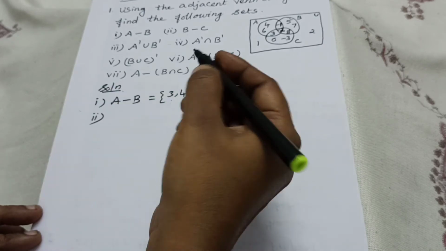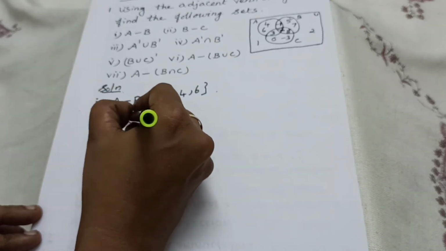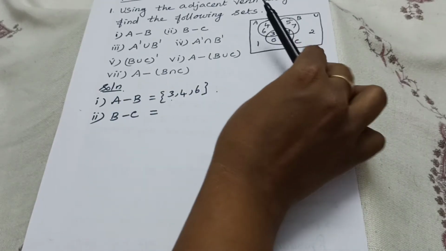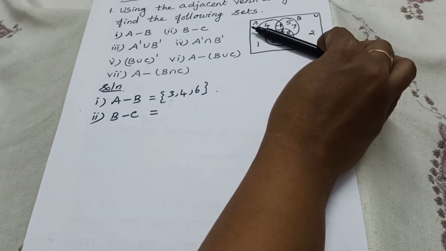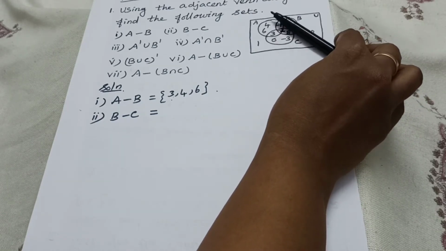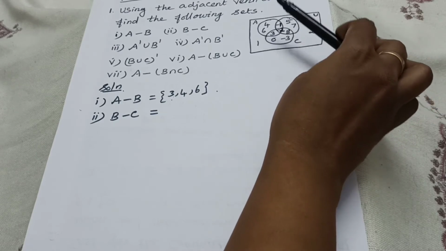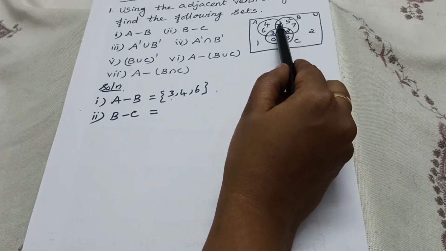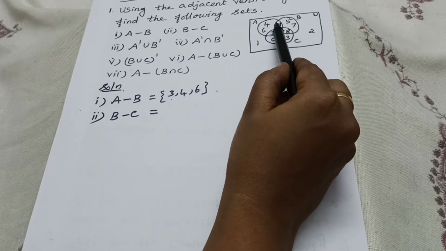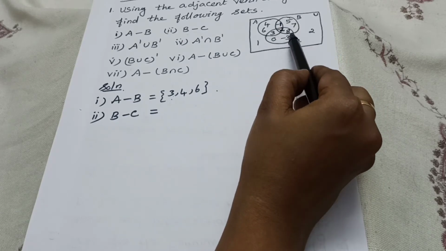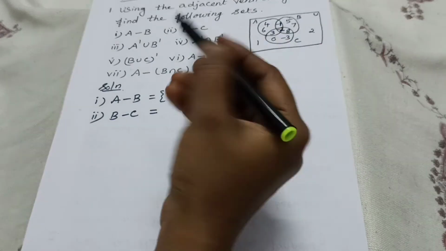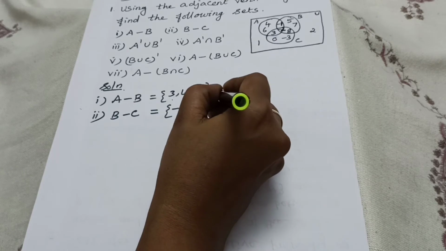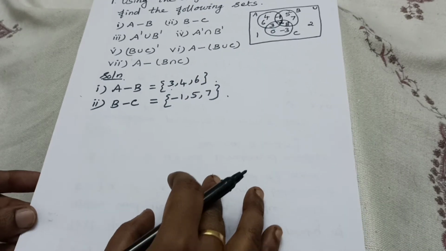Second one, B minus C. B minus C means except C, the remaining B values. Except this C, then the remaining B values. What are the values? Minus 1, 5, 7. Are you clear? Except this C, the remaining B values are minus 1, 5, 7. Any doubt?